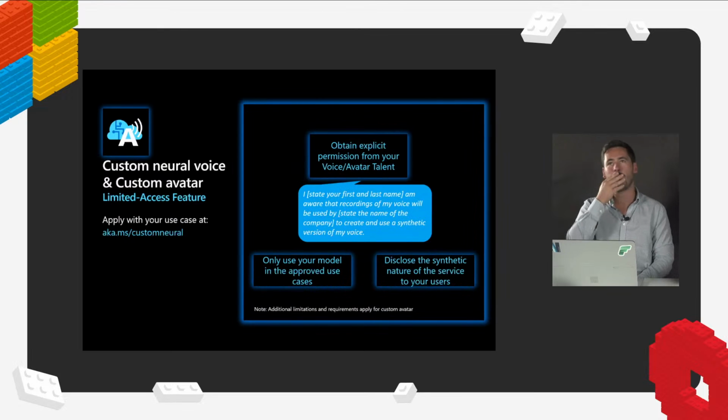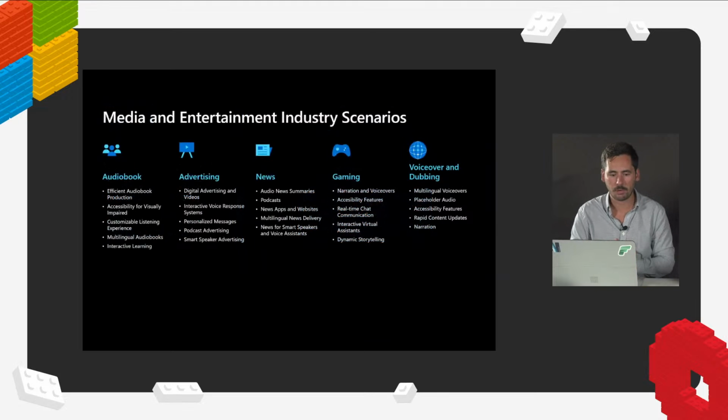For example, I was talking with you regarding the personal voice that I created, and this was the sentence that I read. Okay, I am aware that records of my voice will be used to create and use a synthetic version of my voice. I just read this sentence to create my own personal voice. So it was something super fast, and of course I have to disclose the synthetic nature of the service to users and use it only in approved cases. So I was just using it for testing and my purpose inside my subscription. But it's something super important.